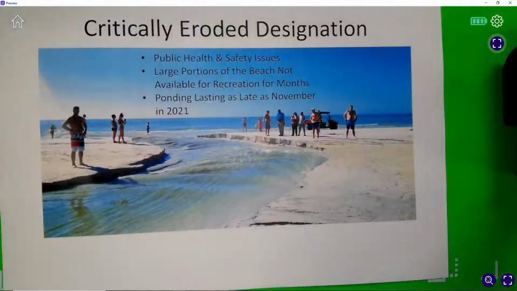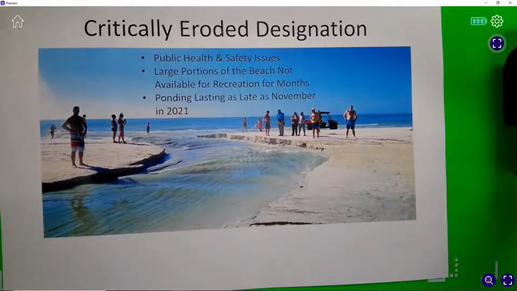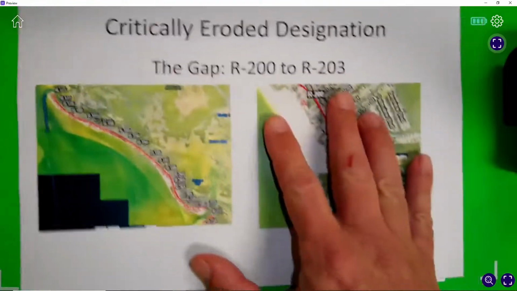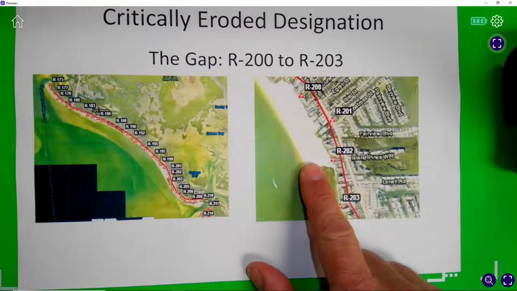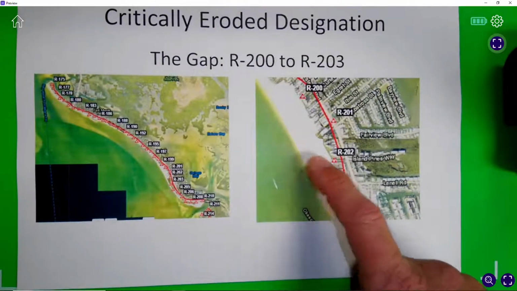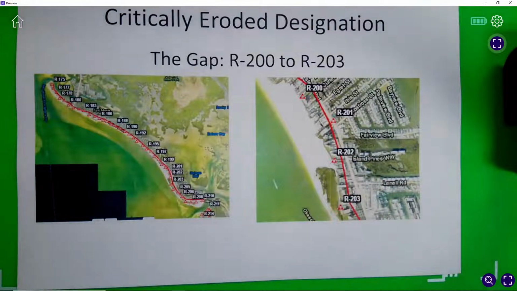Chad, where was this picture taken, the one that looks like a river going through there? R what, roughly? I would say around R202, but the flooding area can go all the way from R200 to R202, covered with water.